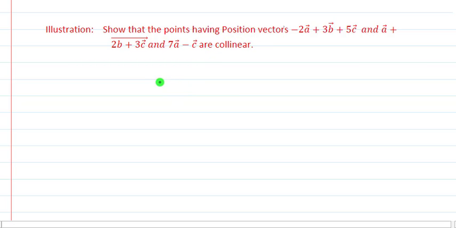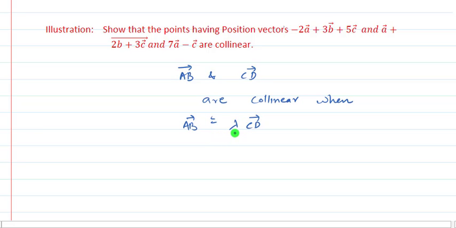So the collinearity condition is, if we are having two vectors, let me name these vectors AB and CD. Then AB and CD are collinear when we have vector AB equal to lambda times CD, where lambda is a constant. It may be negative, positive, or zero also. So if the AB vector is equal to lambda times a constant into another vector, then these two vectors are said to be collinear.